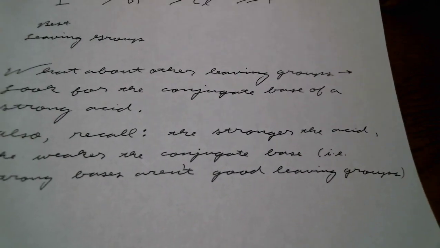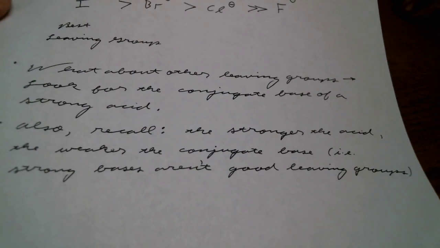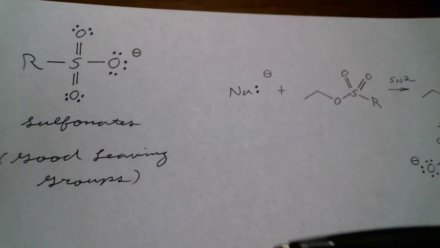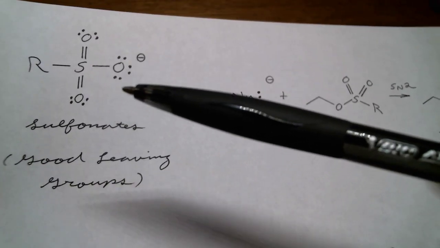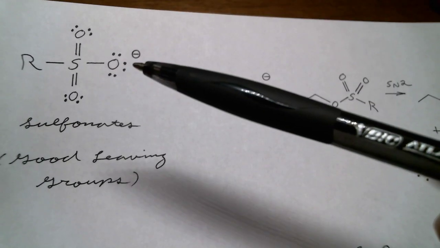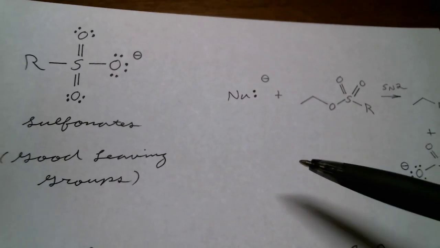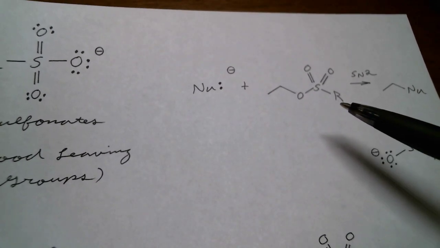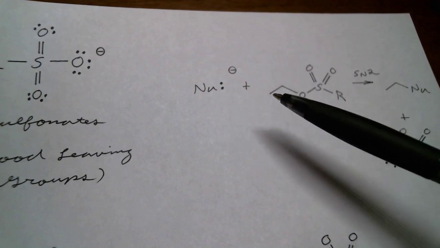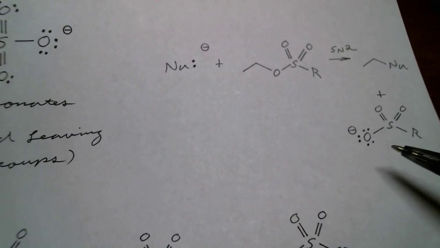And so let's take a look at what these types of groups might be. Sulfonates. These are good leaving groups. So we have an alkyl group bonded to a sulfur that's bonded to 3 oxygens. In fact, when that oxygen is bonded to a hydrogen, it's a sulfonic acid, which is a fairly strong acid, sort of close to H2SO4, but maybe not that strong. Here we've got a nucleophile attacking some sort of sulfonate that's bonded to this ethyl group, and our nucleophile attacks the carbon and it kicks out this sulfonate anion.